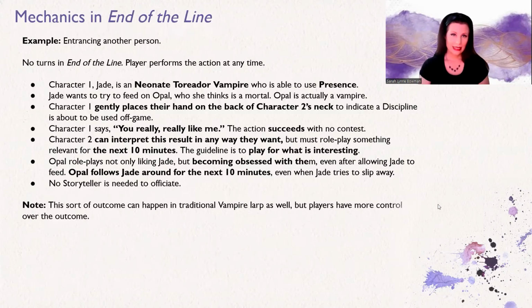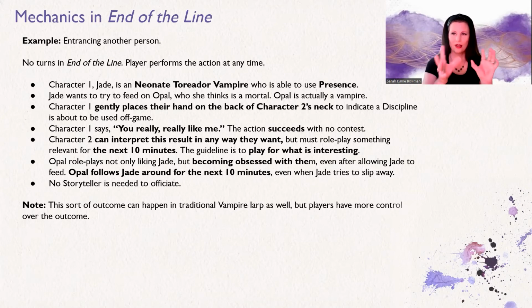So mechanics did exist in End of the Line, but they were very much pared down. So for example, if you wanted to entrance another person, which we discussed in the traditional tabletop video, there are no turns in End of the Line. The player will perform the action at any time. Character 1, Jade, is a neonate Toreador vampire who is able to use Presence. Now, because there's secrecy, Jade doesn't actually know if the other person is a vampire or immortal, in-game or off-game. Jade wants to try to feed on Opal, who thinks she's immortal. Opal is actually a vampire.